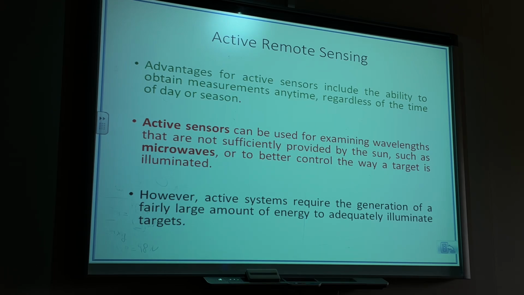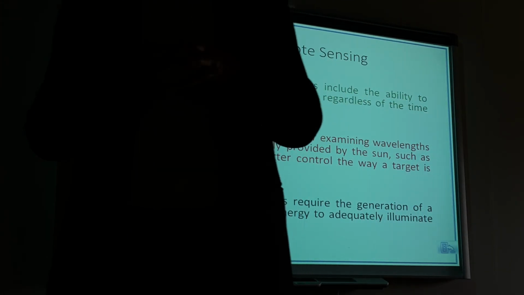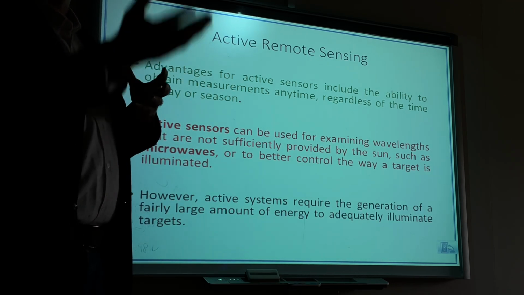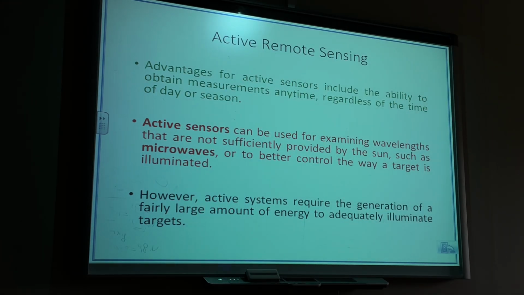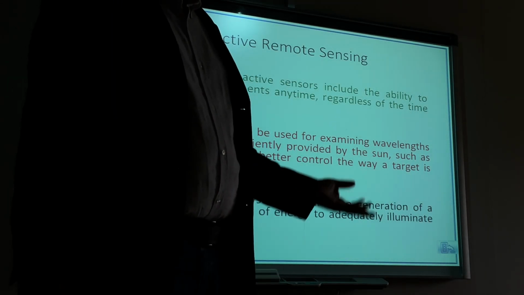The sun does not contain sufficient microwave, but a source of microwaves can be created, and active sensors use this source of microwave. They send it down to the ground surface, and then the microwaves are reflected and recorded by the sensor. So when we talk about active remote sensing, most of the time we are talking about microwave remote sensing. Okay. So if microwaves are not present in the sun, we can use an artificial source of microwave, and you can do active remote sensing using microwaves.